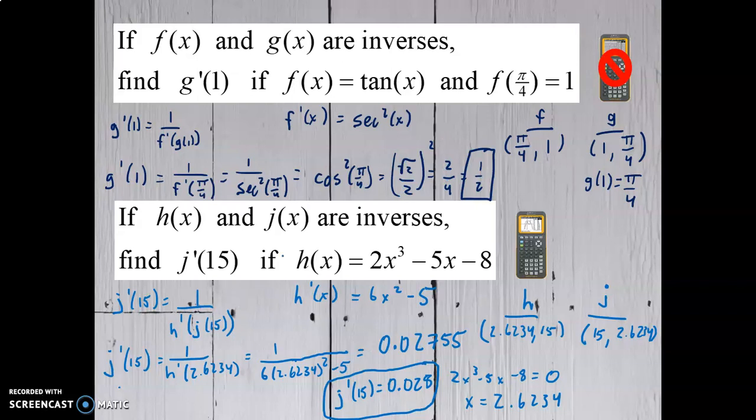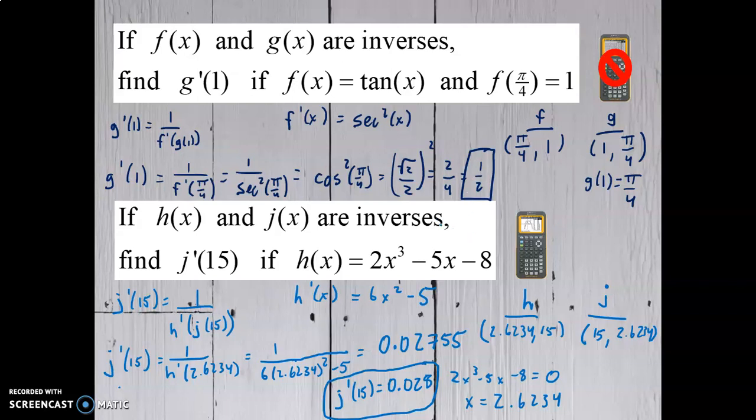On the bottom one, we'd be using a calculator. So set this equation equal to 15 to find the point that we're interested in. That's going to give me the j of 15 value that I need in this formula. The derivative's pretty straightforward, and then I'm just going to plug it in and let a calculator do all the work for me. Again, this is a fairly short lesson.